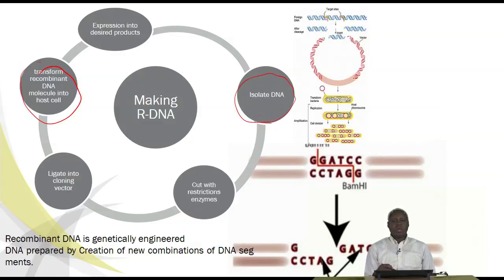That new strain, we call it a transformant, or you can call it a GMO. We are familiar with the GMO. It means you have modified that organism. You call it a genetically modified organism.